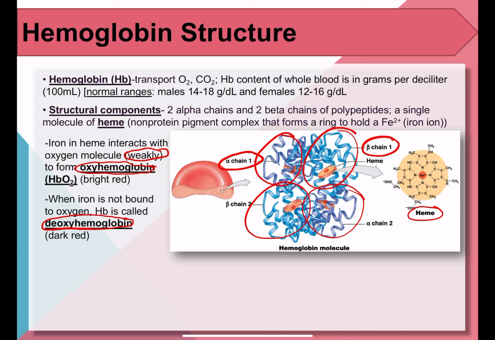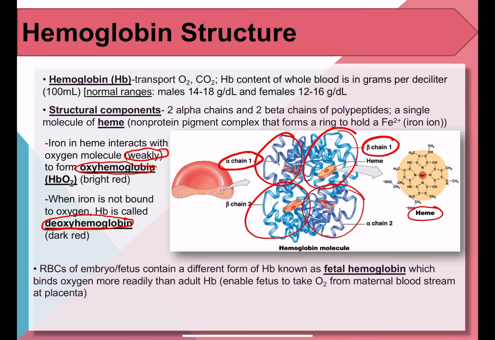Okay. All right. So interestingly, when we are all still only a baby in our mom's womb, we have a special version of hemoglobin called fetal hemoglobin. And what's special about this type of hemoglobin is that it actually binds to oxygen molecules more tightly than adult hemoglobin. Not as tightly as carbon monoxide that I was talking about. It just has a higher affinity for oxygen than your normal adult version of hemoglobin.